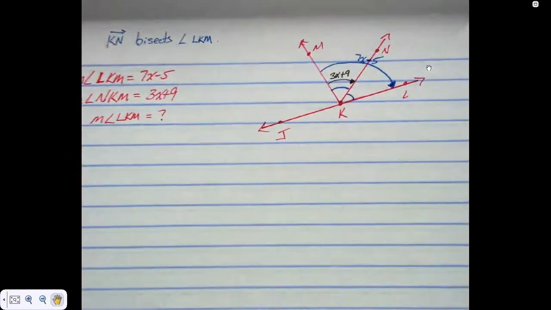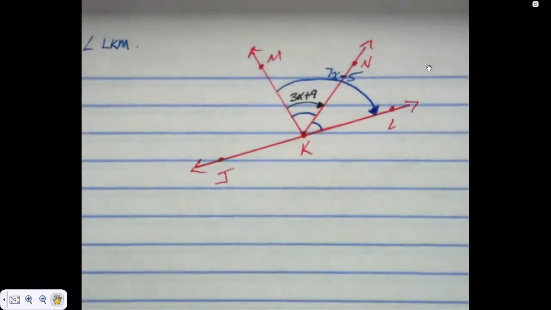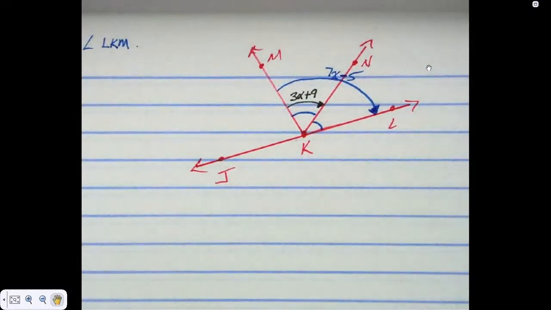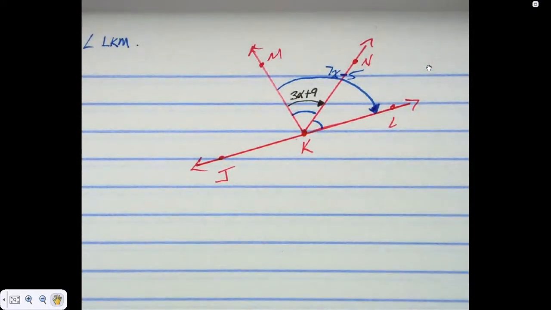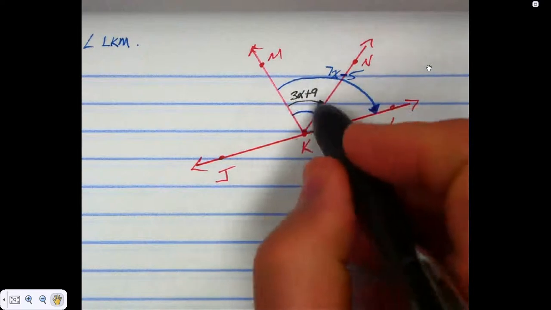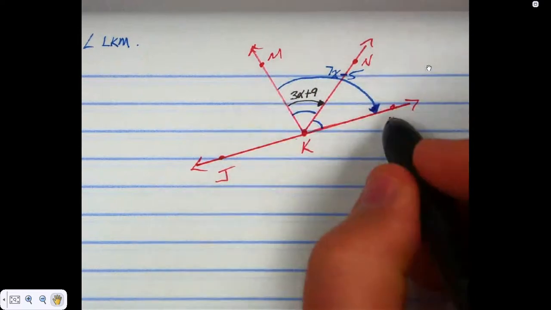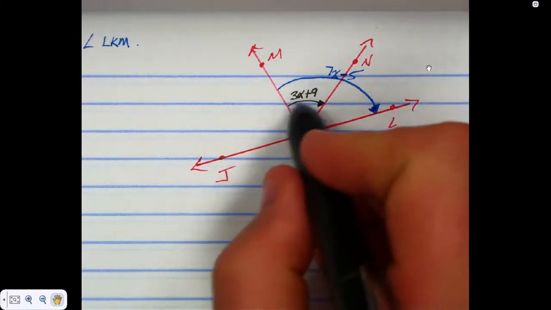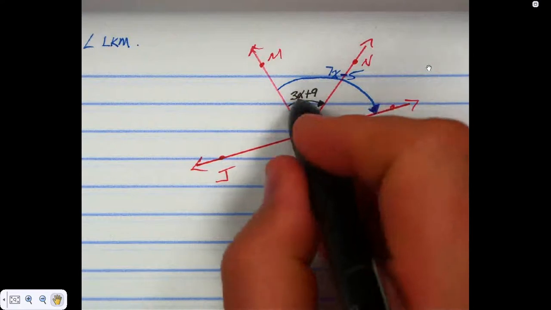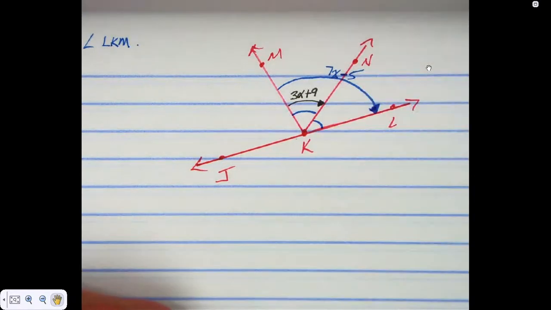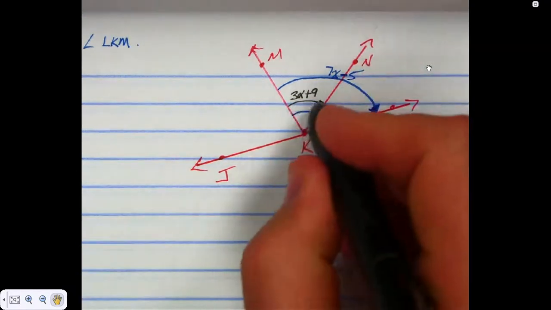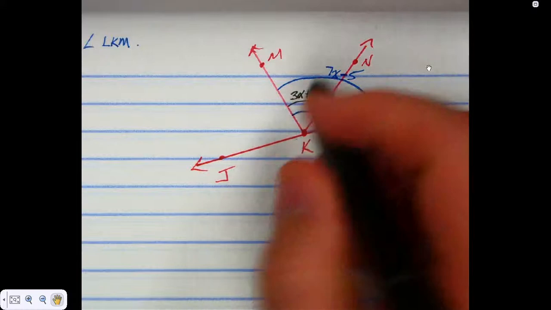Now, looking at this picture, this looks like an algebra problem, does it not? Probably need to find a way to create an equation. So what I've got to look at here is, is there any way that this angle is equal to the whole angle? In other words, is 3x plus 9 equal to 7x minus 5? That wouldn't make sense because that's the smaller angle, right? So we know they don't.